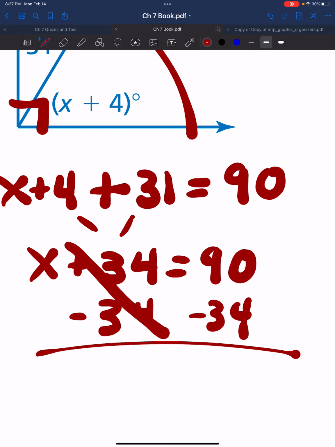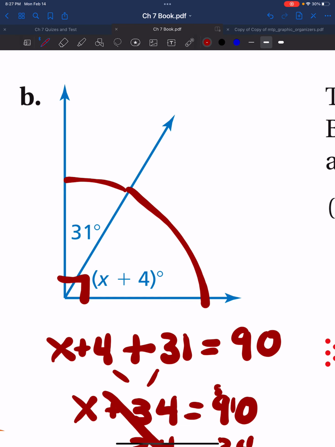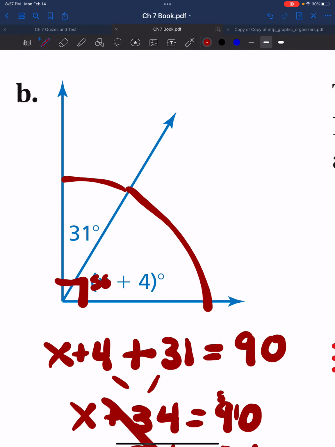These 34s cancel out. Goodbye. We go ahead and borrow, 8, 10, 6, 8, 7, 6, 5. Boom. X equals 56. And then I can pop it in here and say, okay, if this is 56, what's 56 plus 4? 60. So this angle is 60 degrees, and this angle is 31.